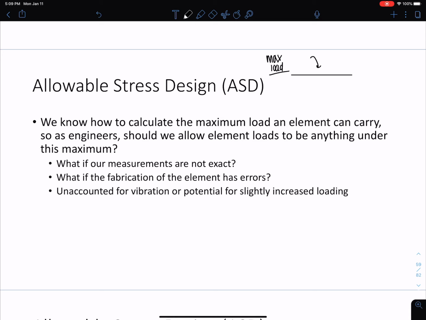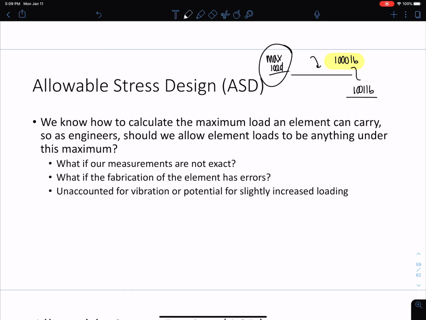Now, the question is this: do we design our structure, our system, our element, to be able to carry this max load or not? Let's say we do. Let's say we have determined that the maximum load on whatever we're designing is 1,000 pounds, and we design it so that at 1,001 pounds, this system loses its structural integrity. So it cannot go over 1,000 pounds, which is the max.